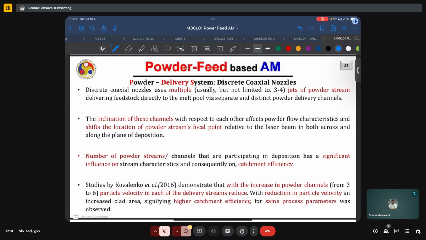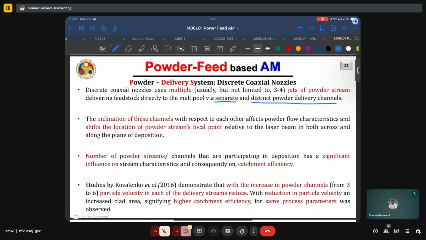Now to discuss the discrete coaxial nozzle designs. Discrete coaxial nozzles typically use multiple, such as 3 or 4, jets of powder stream, delivering feedstock directly to the melt pool via separate and distinct powder delivery channels. The inclination of these channels with respect to each other affects powder flow characteristics and shifts the location of the powder stream's focal point relative to the laser beam.